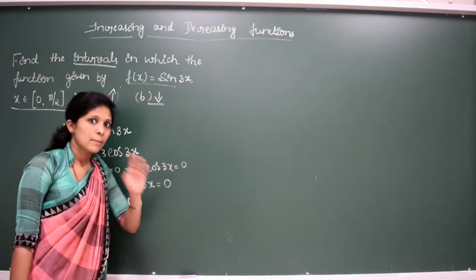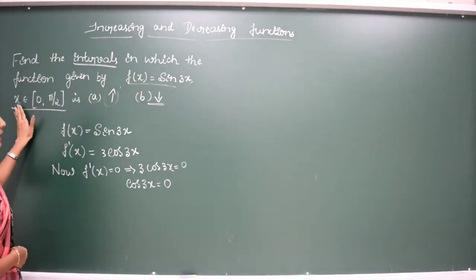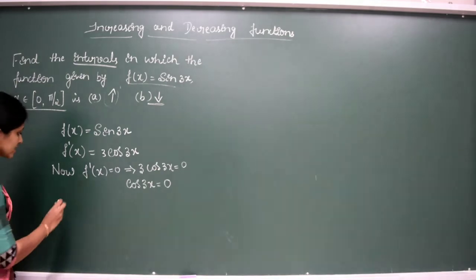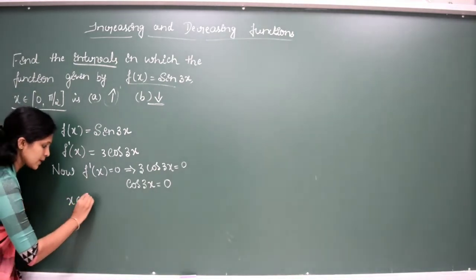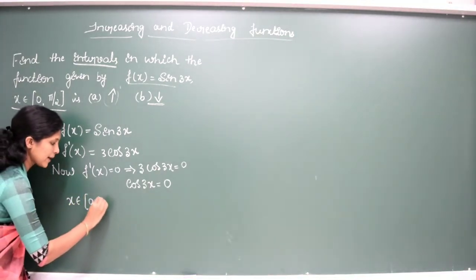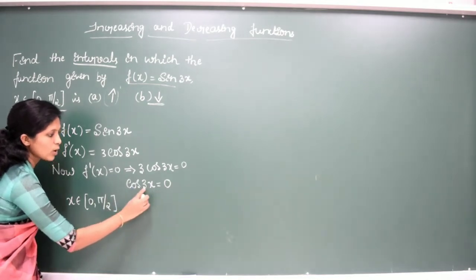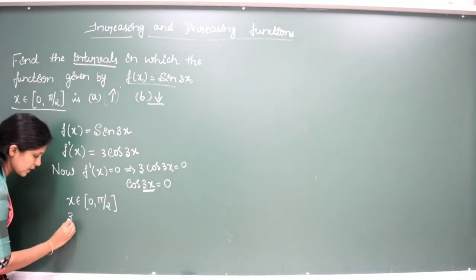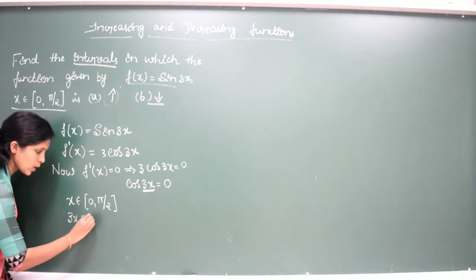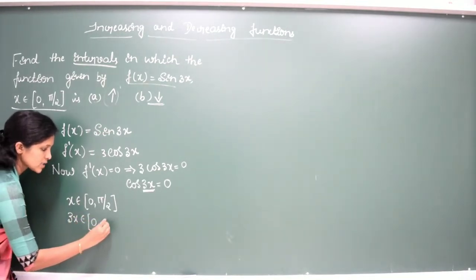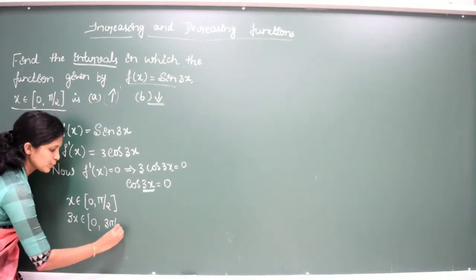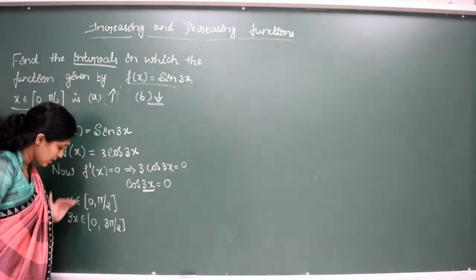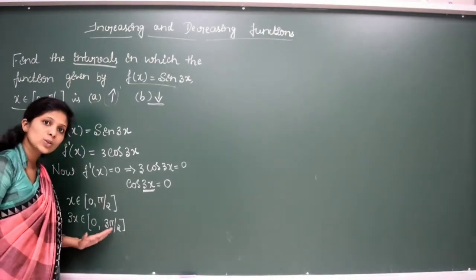But one more thing you have to observe here: the value of x belongs to 0 to pi by 2, and the interval is given. Since x belongs to 0 to pi by 2, and here we have cos 3x, we'll check what the value of 3x is. We'll multiply by 3. So 3x belongs to 0 to 3 pi by 2. Is it clear? So if x is between 0 and pi by 2, then 3x will be between 0 and 3 pi by 2.